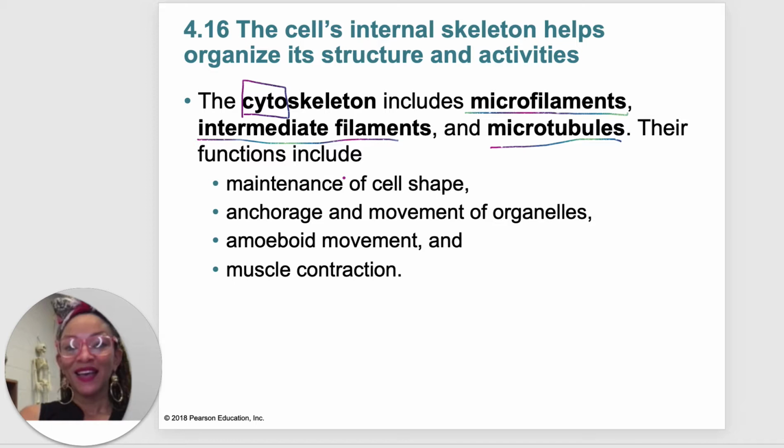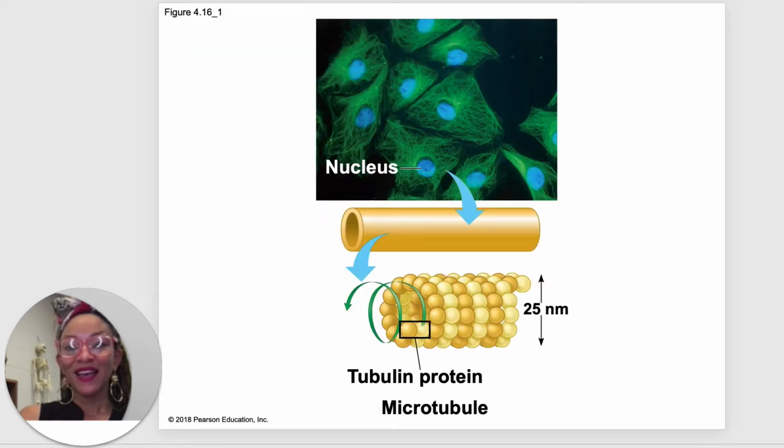So their functions include maintaining cell shape, anchorage, so being stuck in one place. So kind of think of an anchor on a boat. You kind of throw it out and it keeps you kind of steady in the water, right? The movement as well, amoeboid action, and then also muscle contraction. All right, so let's go over the microtubule, which is going to be the largest of the cytoskeletal components.